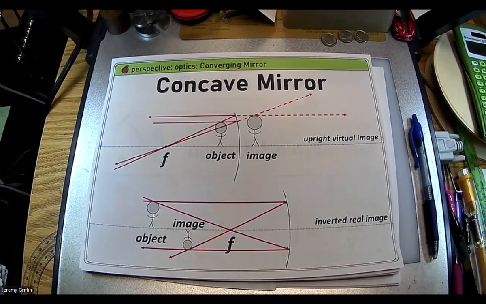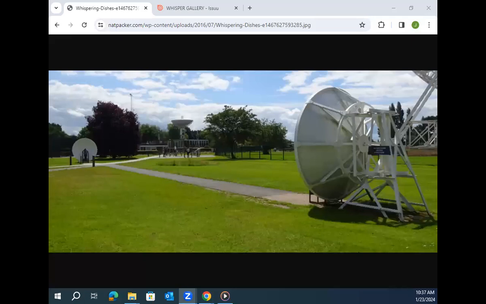Let me switch my screen over and show you guys this. You need a pair of these. So here's a pair of whispering dishes out in the middle of a field. I know at least University of Florida has a pair of these whispering dishes in the lobby of the physics building. So if you're ever up in Gainesville, go to the physics building and try this out. Bring a friend with you, and say your friend's standing at one end and you're standing at the other end.